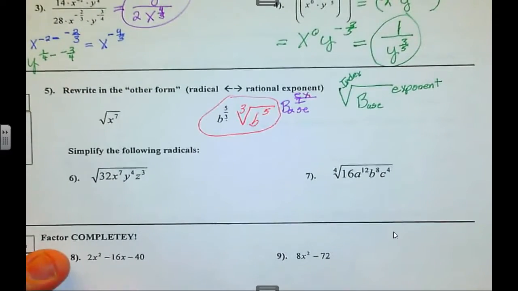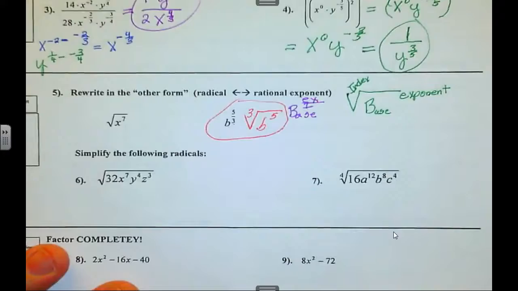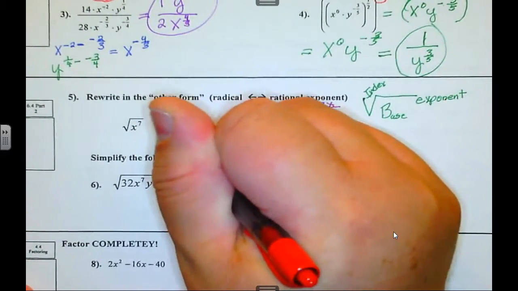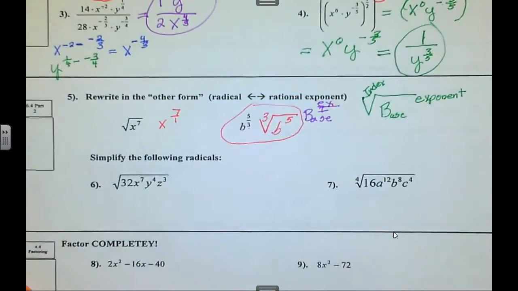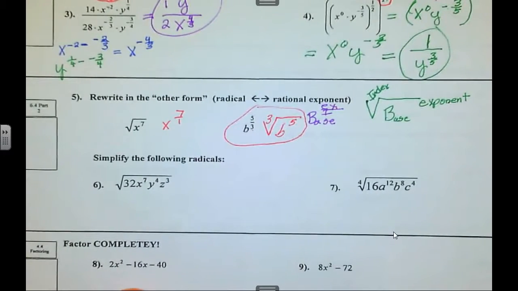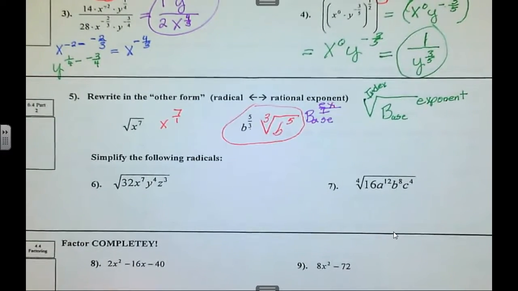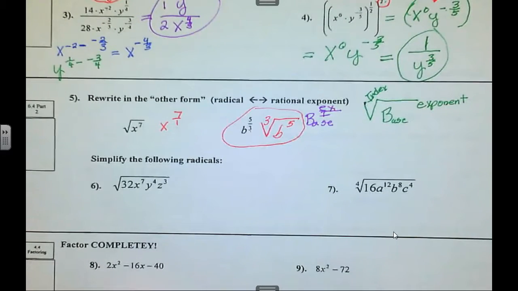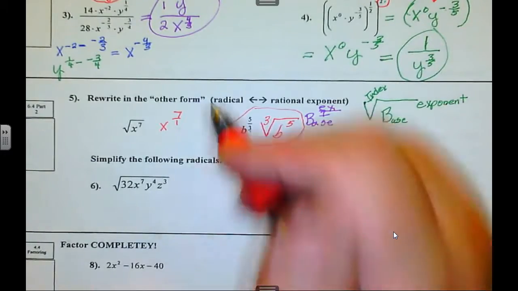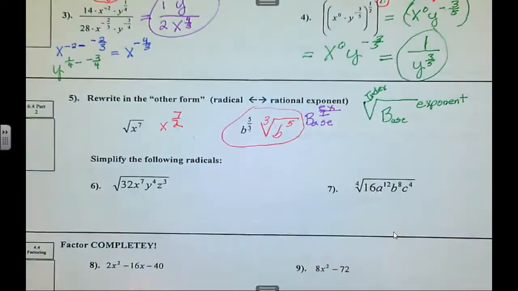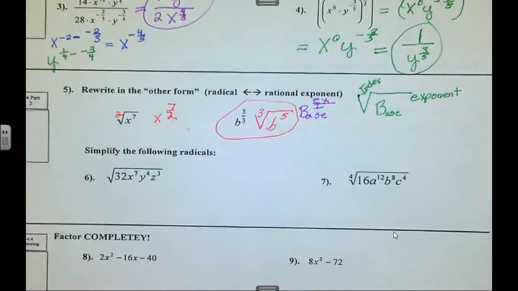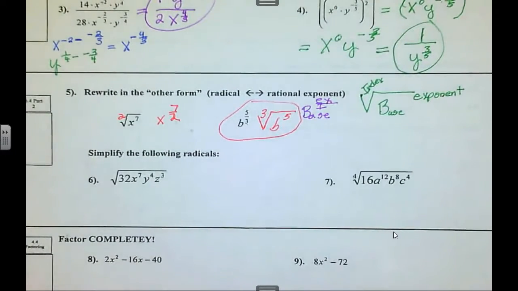Radical x7. Now, this does not equal x to the 7 over 1. Hey, I guarantee I'm going to write this on like a half a dozen papers. This is squared. Okay? There's a 2 here, not a 1. Schmucks.